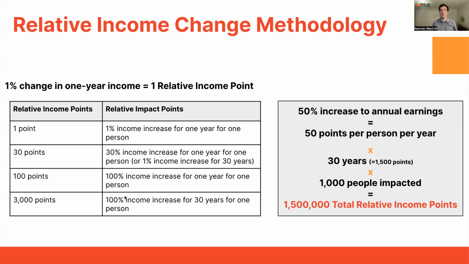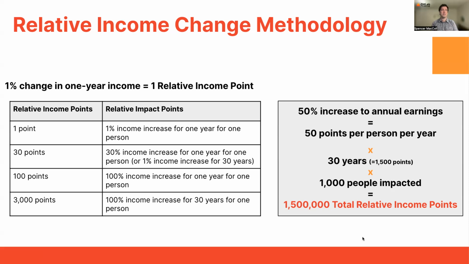Now, if we want to double someone's income, say the project increases their income by 100% for 1 year, that is 100 points for 1 year for one person. Now, if we want to double someone's income for their whole working life, which we have set as a default 30 years, that's going to be the 100 points times the 30 years, 3,000 points to double someone's income for life. Now, I'm going to walk through some other examples here using this example on the right in this box.